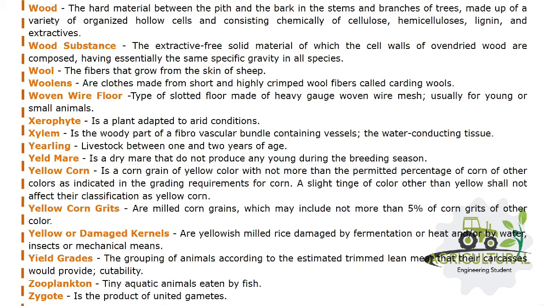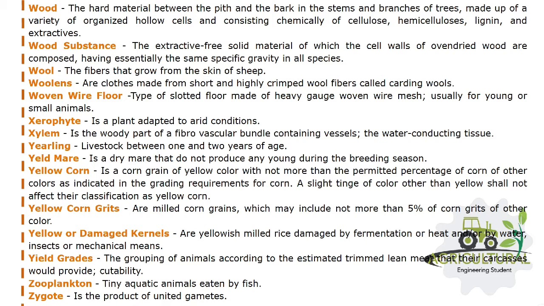Yellow corn, a corn grain of yellow color with not more than the permitted percentage of corn of other colors as indicated in the grading requirements for corn. A slight tinge of color other than yellow shall not affect their classification as yellow corn. Yellow corn grits, milled corn grains, which may include not more than 5% of corn grits of other color.